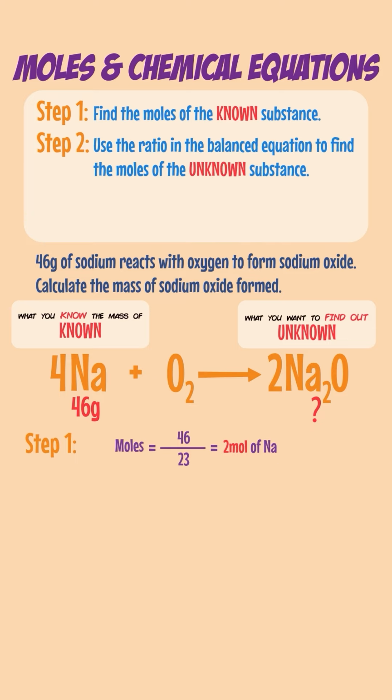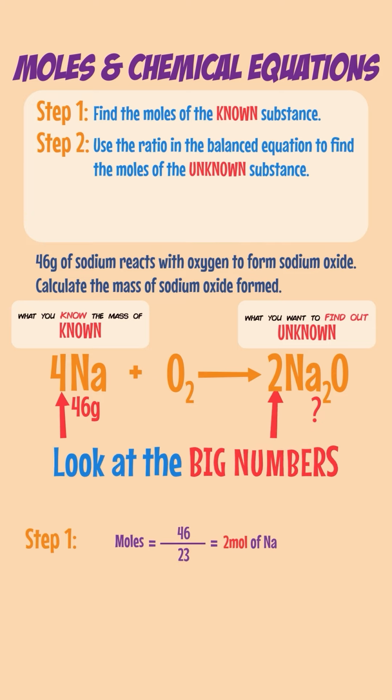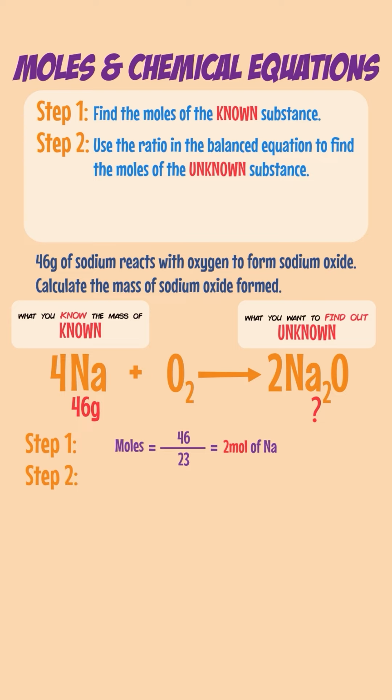The next step is to find the moles of the unknown, and this is done by looking at the big numbers in front of the reactants and products in the balanced equation. You need to use the number in front of the known and the unknown to write a ratio for them. You can use this to find the moles of the unknown.